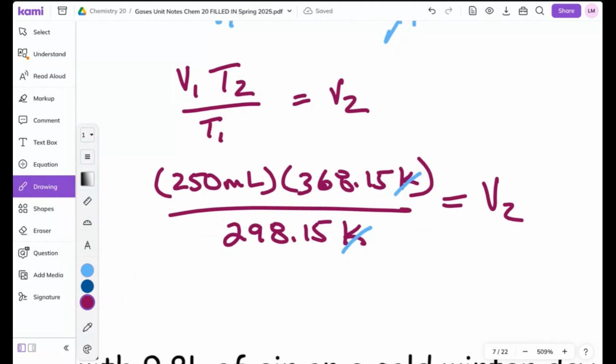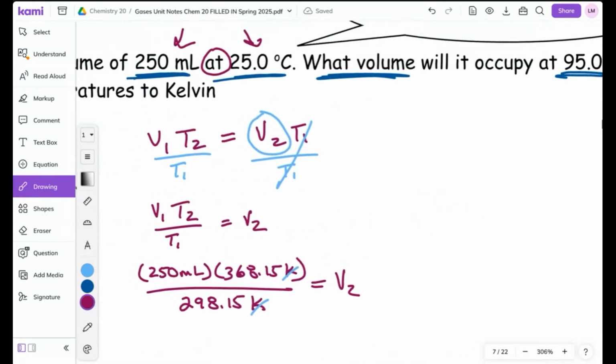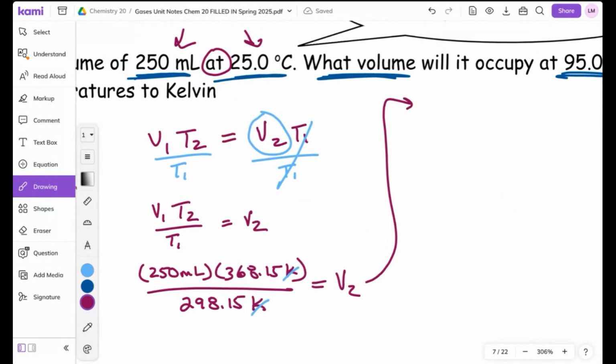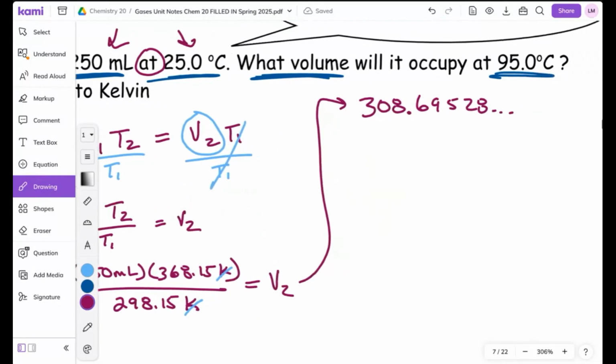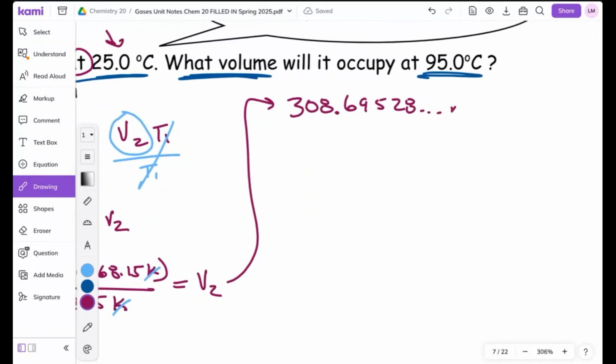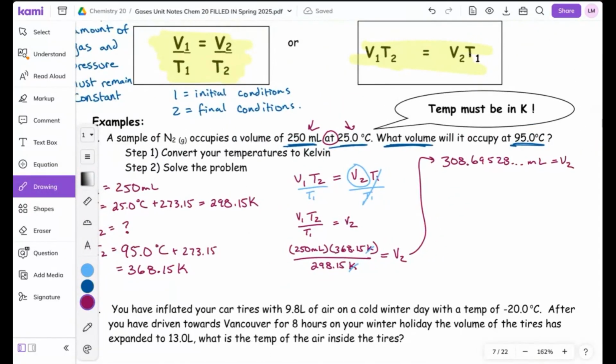Okay, so once we multiply this out, I think I'm going to need to scooch this up a little bit. So when we take 250 multiplied by 368.15 divided by 298.15, what we get is 308.69528, and it keeps on going forever. That's milliliters, equal to V2. Now, the question doesn't specify what units it wants volumes in, so that means milliliters is fair game.